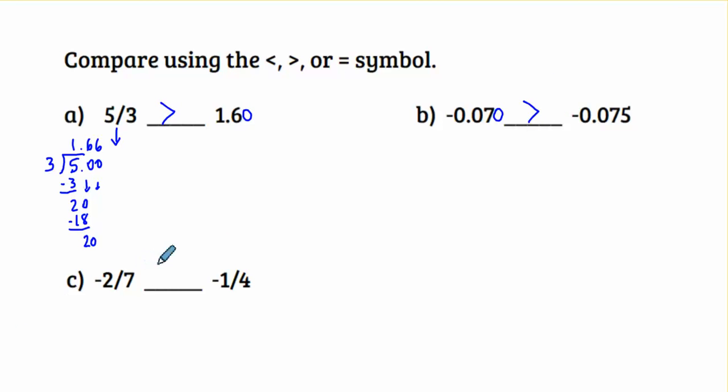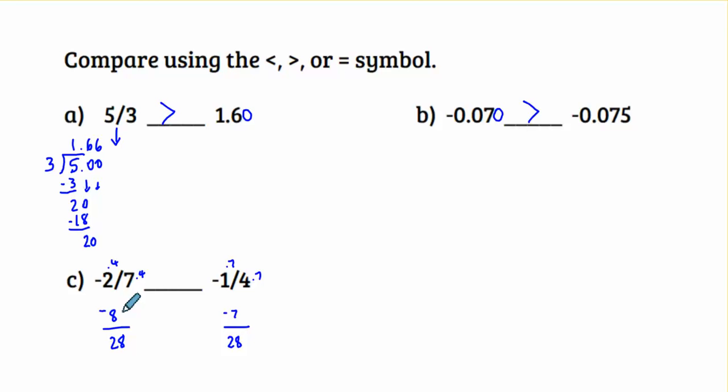And finally, for the last one, we've got two fractions here. It's probably best to compare two fractions with common denominators. So the least common denominator for 7 and 4 would be 28. So if we convert both of these so that they have a denominator of 28, I'm obviously multiplying by 4 in this case. So if I do that on the top, 2 times 4 is 8, and it's negative. And for this one, I'm multiplying by 7, and so this time the numerator would be negative 7.